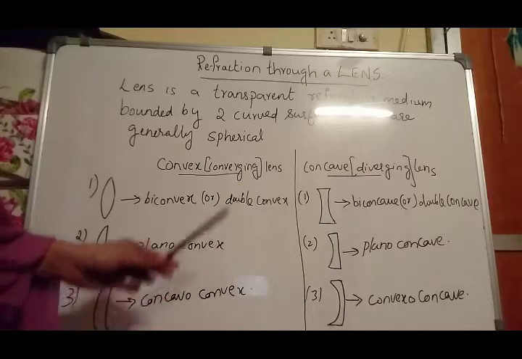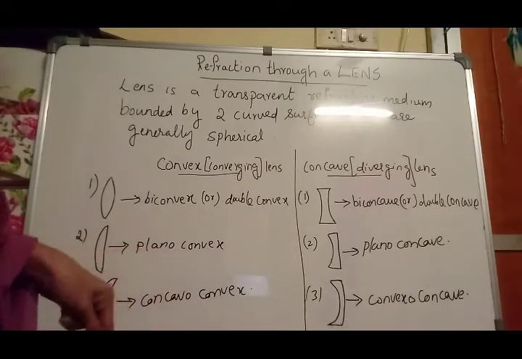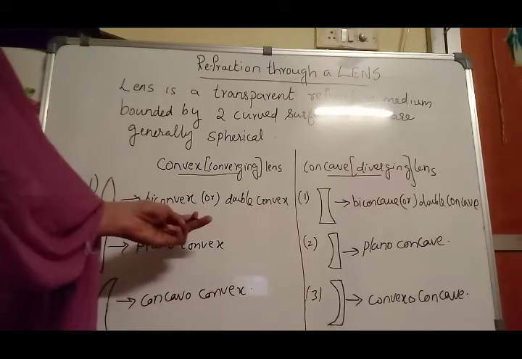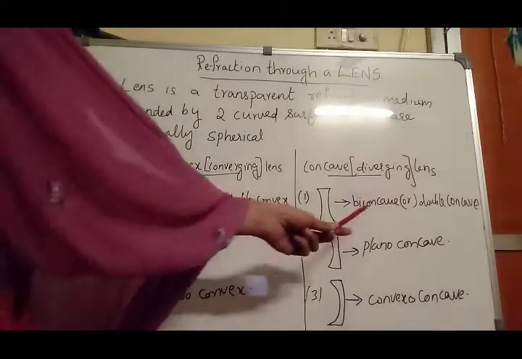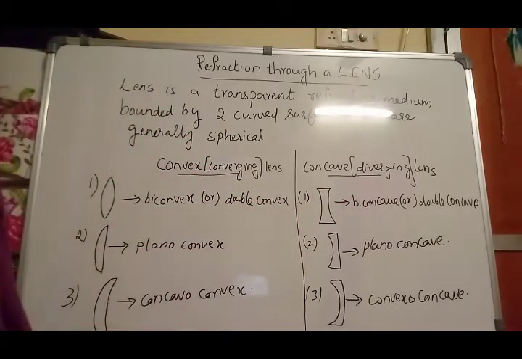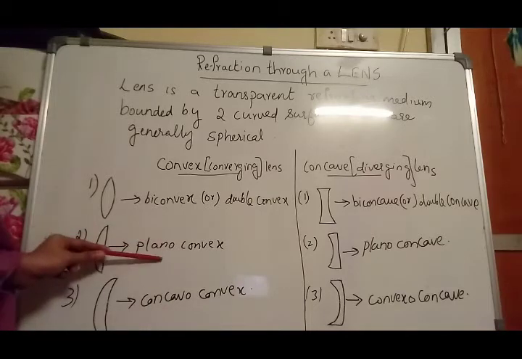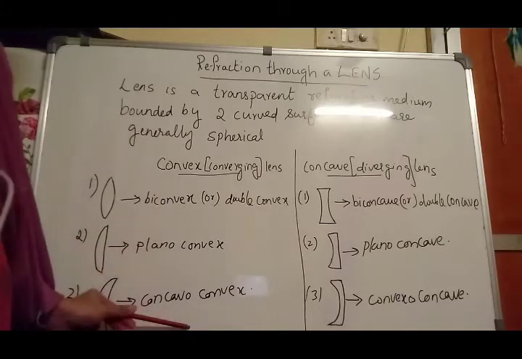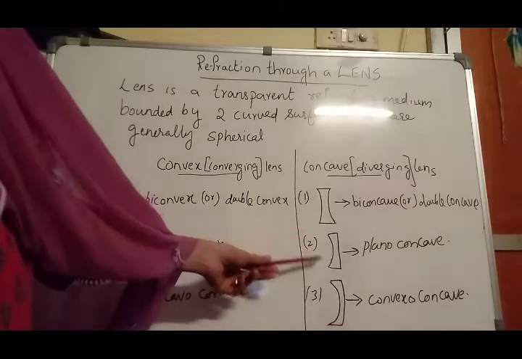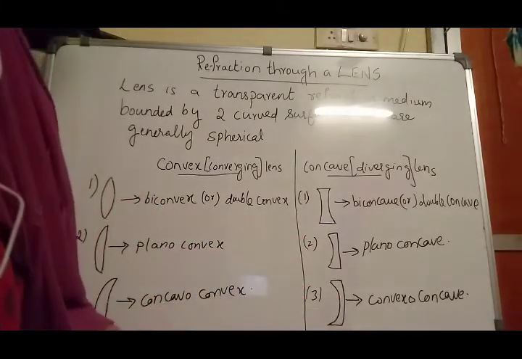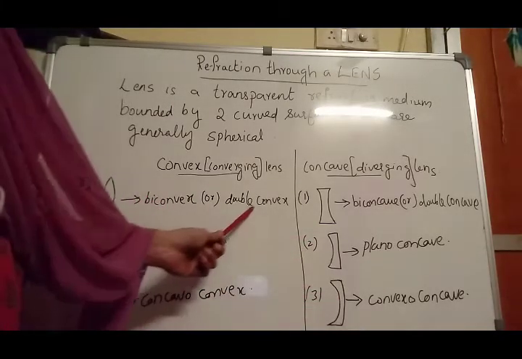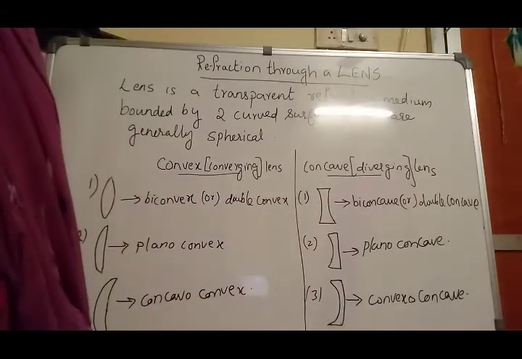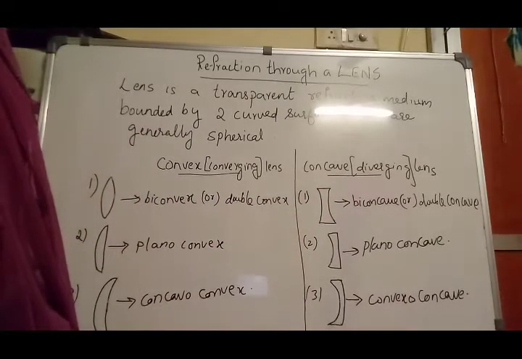But in our chapter, in our syllabus, we have to deal only with biconvex or double convex and biconcave or double concave lens in detail. We don't have to learn in detail the plano-convex, the concavo-convex, plano-concave and convexo-concave. We will deal only with double convex and double concave lens in detail.